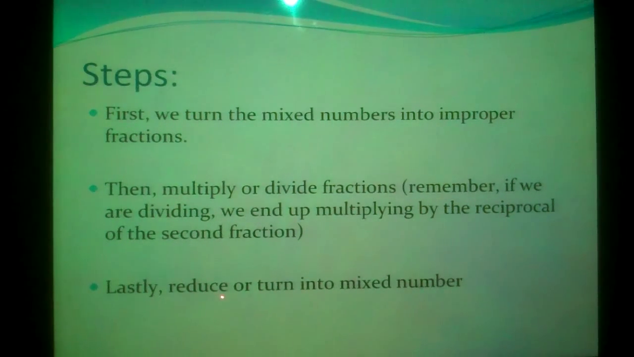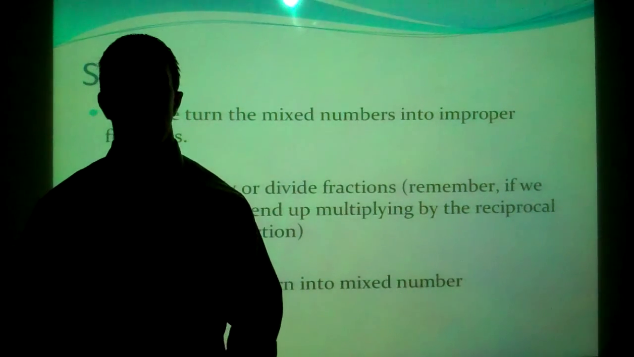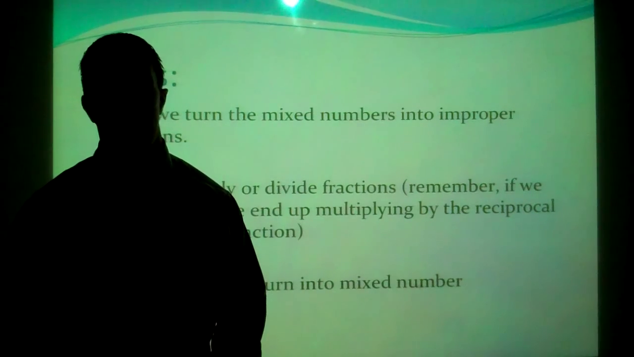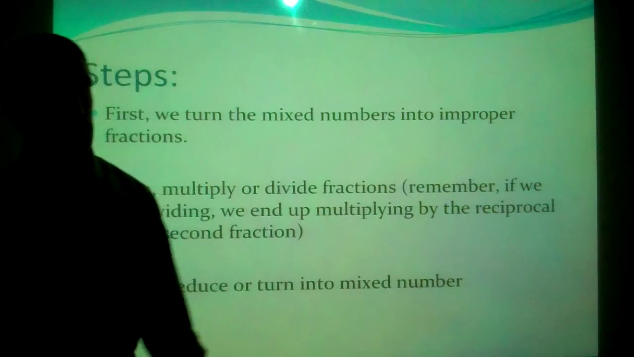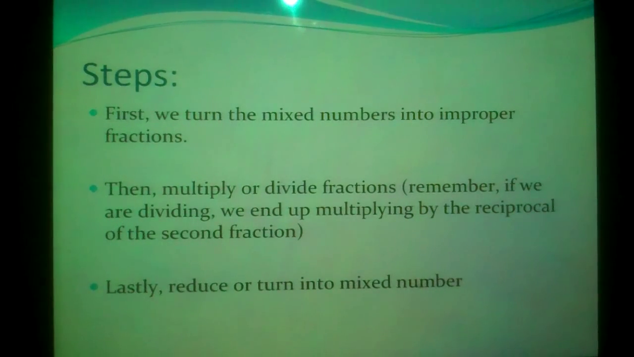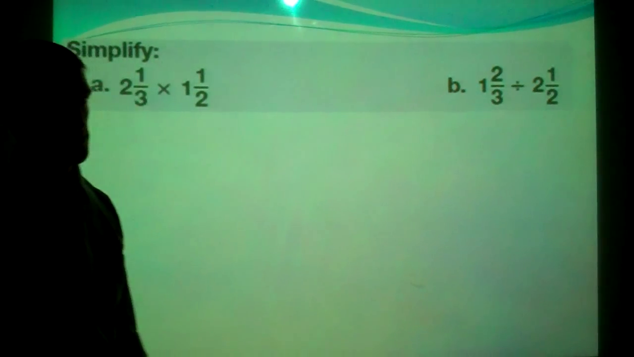And lastly, we're going to reduce or turn into a mixed number. So either we'll get something we can reduce, or we'll get an improper fraction that we can then turn back into a mixed number. So we'll see a bunch of those examples today. Alright, so the best thing to do is take a look at some examples of these.